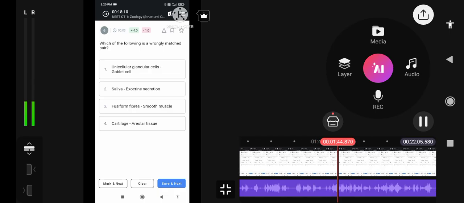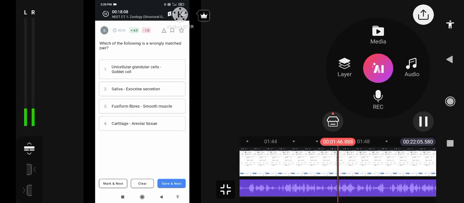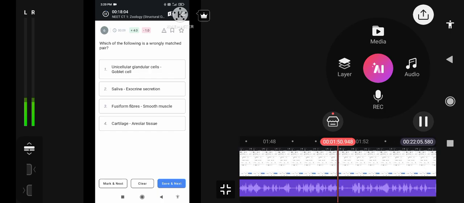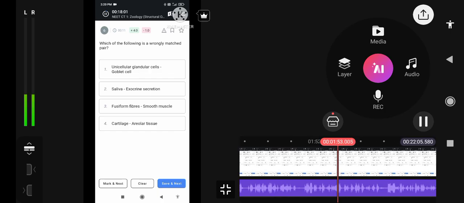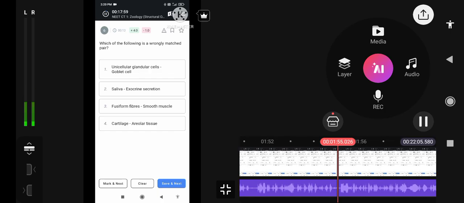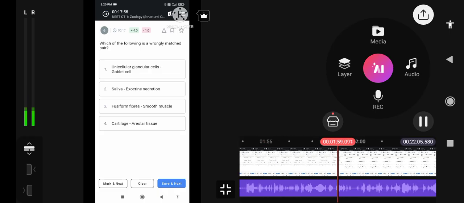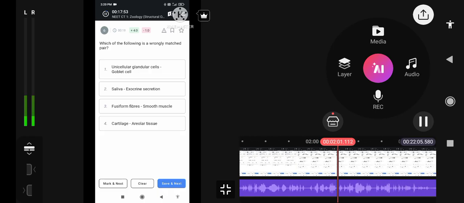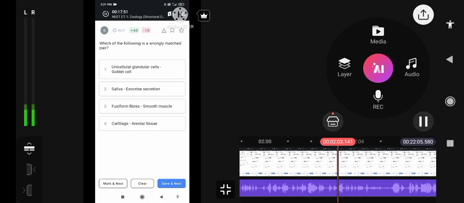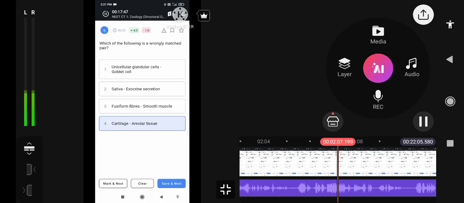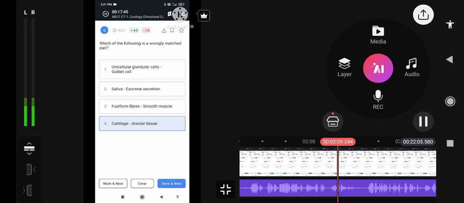Which of the following is wrongly matched? Unicellular glandular cell is goblet cell. Yes, because saliva is a multicellular glandular secretion. Saliva is an exocrine secretion. Yes, fusiform fibers are smooth muscle. Yes, because the smooth muscle fibers are fusiform. Cartilage is an areolar tissue. No, cartilage is a specialized connective tissue. So I think 4 is the answer, as it is not correct according to the question.